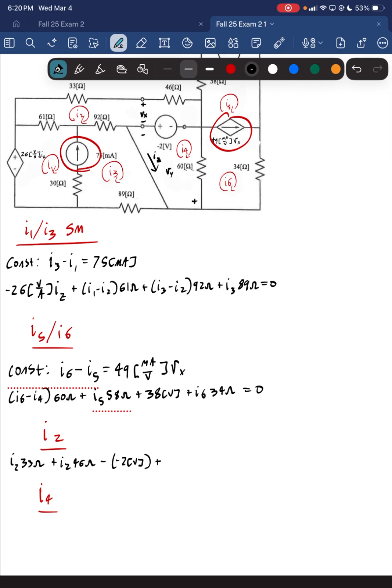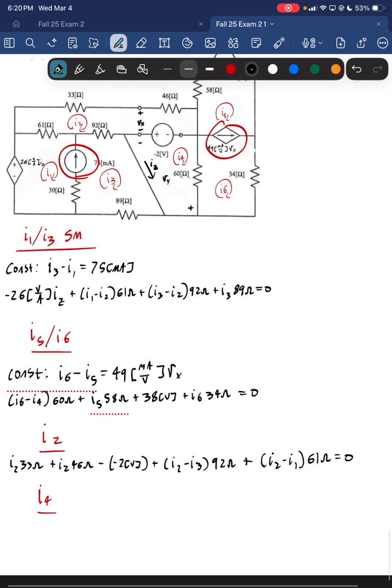Okay, so plus, now it's I2 minus I3 times 92 ohms plus I2 minus I1 times 61 ohms equals 0. That's our equation for I2. And now we need our equation for I4, which is pretty easy.